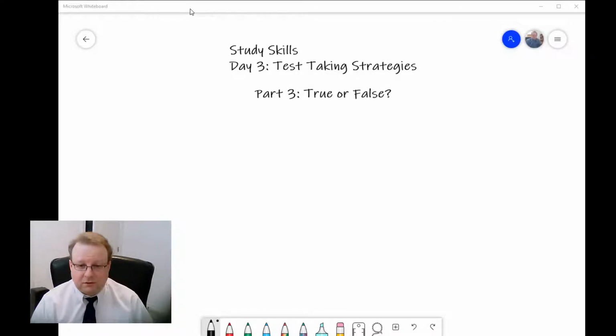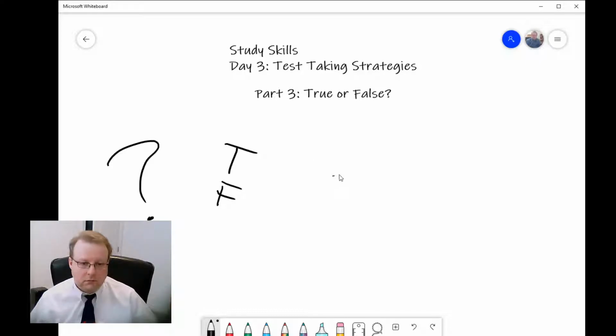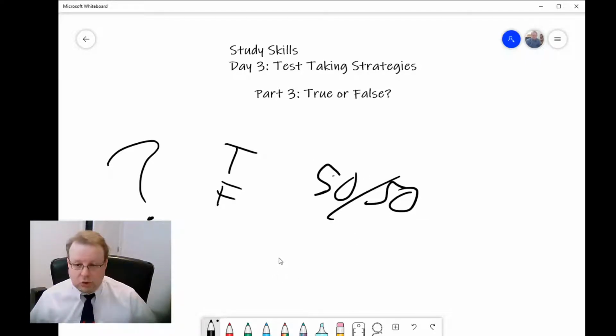So in part 3 of our test taking strategies day, we're going to be looking at true and false questions. So these ones show up on occasion. They are nice in the sense that if you come in with no idea how to do them, well, you still have a 50-50 shot at getting it right. So guessing entirely at random should get you a passing score or close to it. But there are better ways to do it.